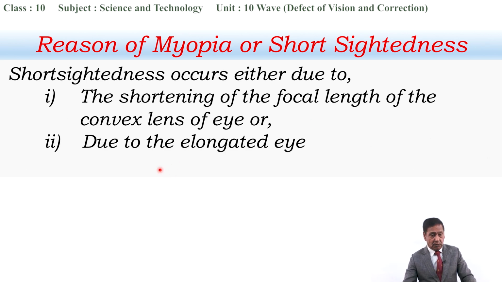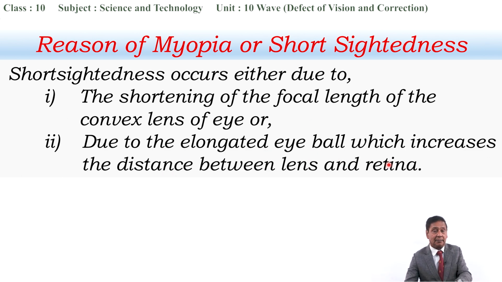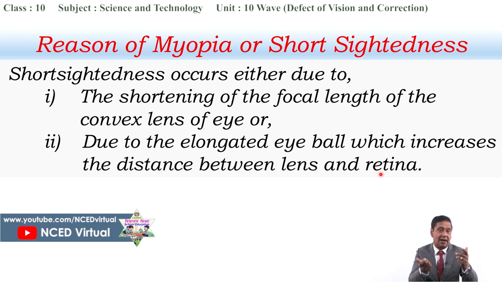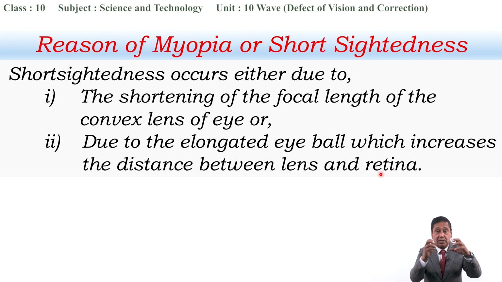Another reason may be the elongated eyeball, which was shown just before this, which increases the distance between lens and retina. If the eyeball is a little elongated, then the distance between lens and retina increases and the image doesn't fall on the retina, it falls in front of the retina. Either due to the shortening of the focal length of the convex lens or due to the elongation of the eyeball, myopia may occur. These are the two basic reasons of myopia.